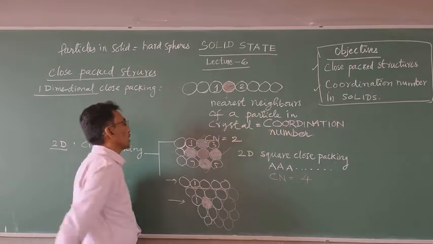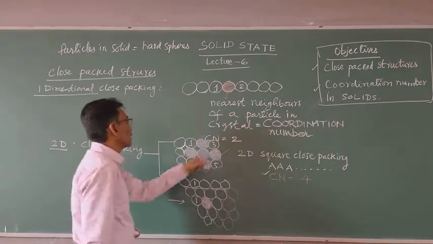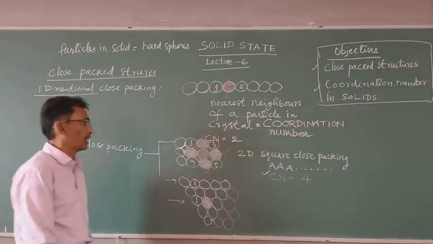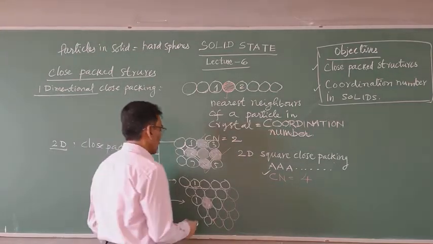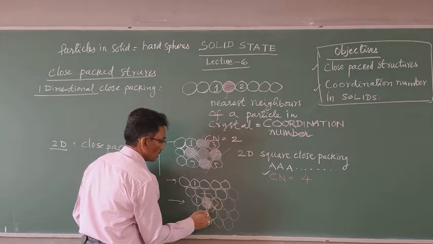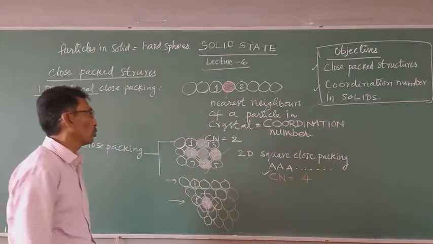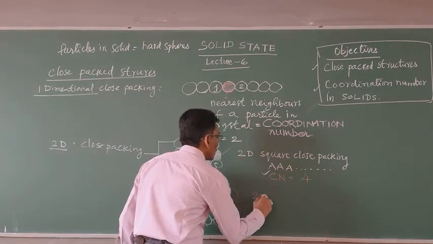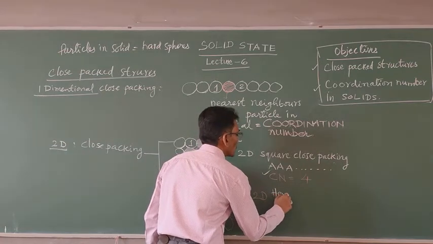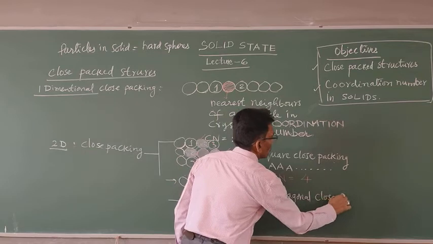As to this nearest neighbor, how many particles are associated? 4 particles are associated, and this type of arrangement is known as 2-dimensional square close packing. Here, what is the shape resulted? Then hexagon, 2-dimensional hexagonal close packing.